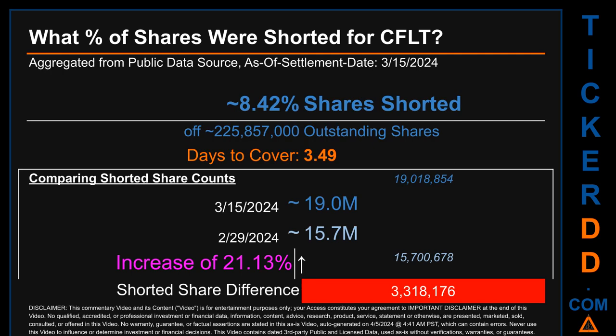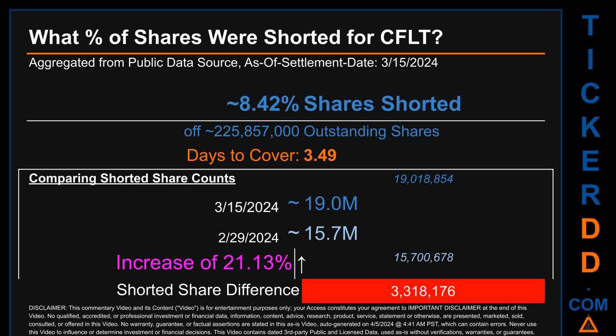What percentage of shares were shorted for CFLT for the 2-week period, ending on settlement date, March 15, 2024? About 19 million shares of CFLT were shorted out of a total of approximately 225.9 million outstanding shares. Therefore, for CFLT, based on as is discovered, public data when this video was generated, the ticker has a short interest of roughly 8.42%, which I got by taking the number of shorted shares and dividing it by the number of outstanding shares to get the percentage value.